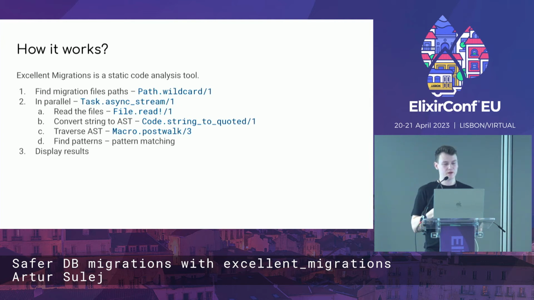When we've got the AST, it traverses through this AST. And by using pattern matching, it finds appropriate patterns that correspond to certain database operations, and it produces results that are displayed, for example, in the form of warnings.